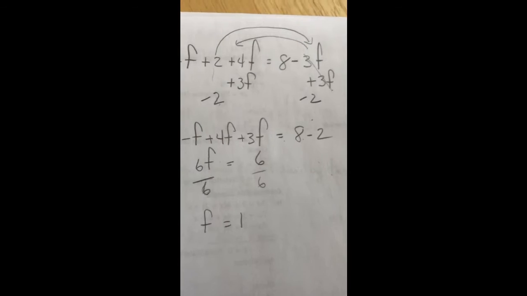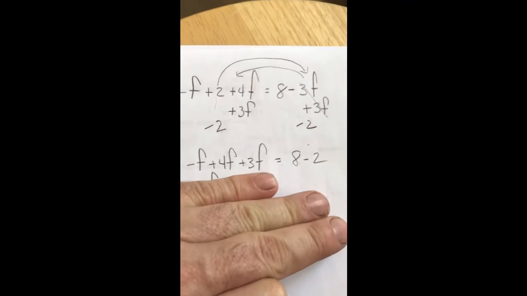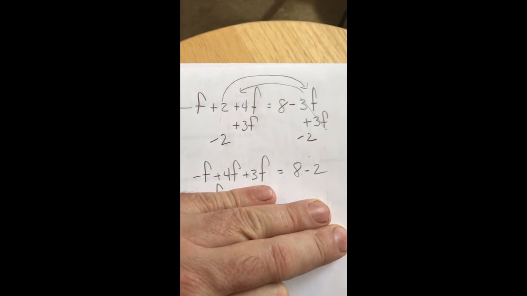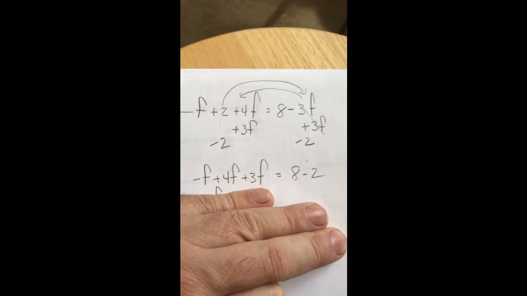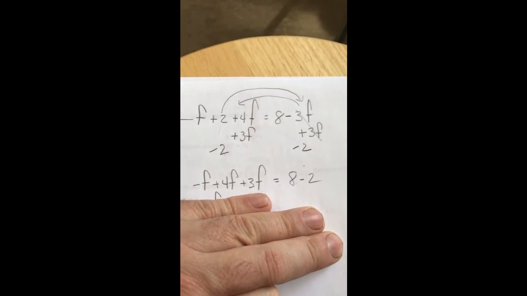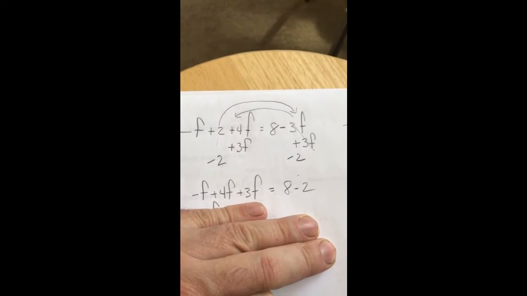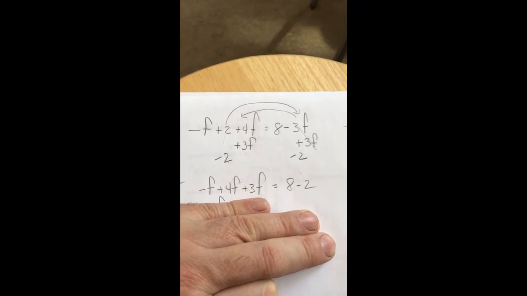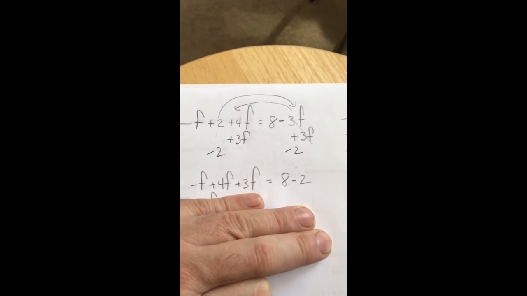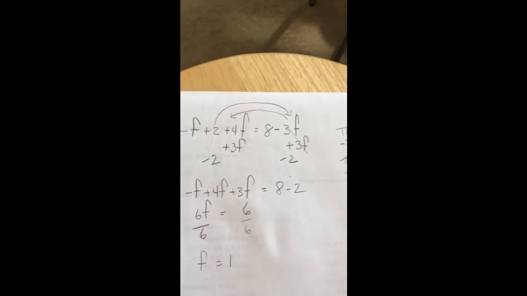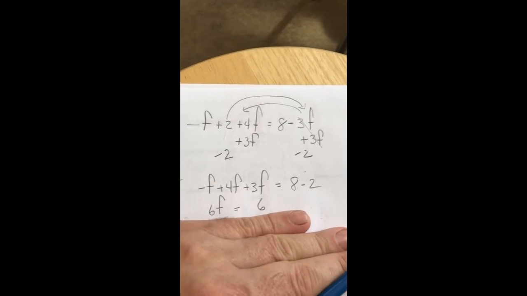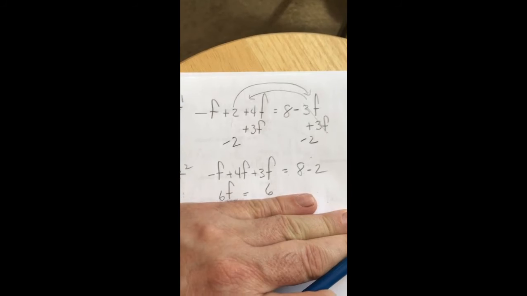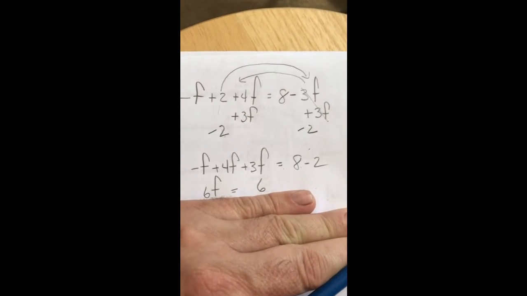So this is what we really have. If we want to summarize this, we now have negative f plus 4f plus 3f equals 8 minus 2. Great. Mission accomplished. All variables on the left, all numbers on the right. Well, let's tidy it up. Minus 1f plus 4 more would give you a plus 3. Add 3 more to it, give you a plus 6. On the other side, 8 minus 2 is 6. So we're getting there. We're working our way through. We're applying the rules that we have for math.